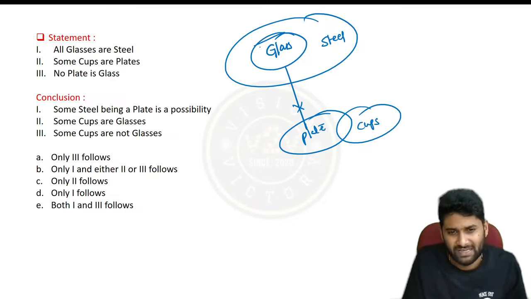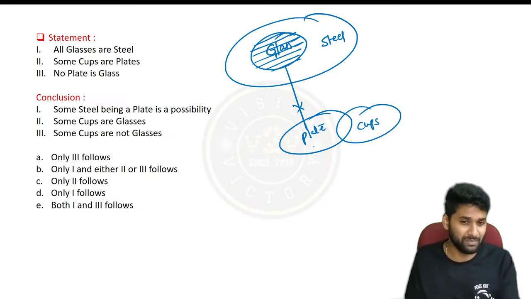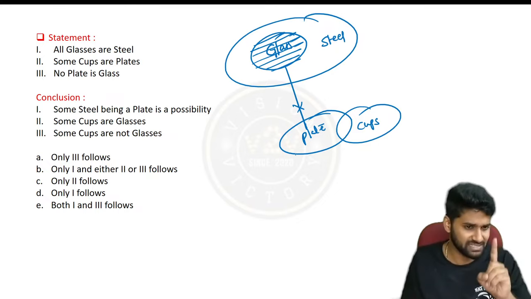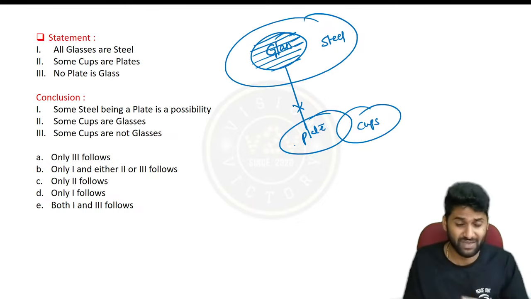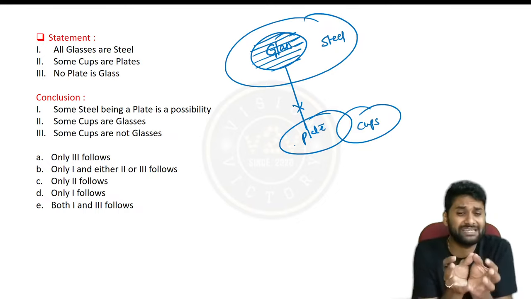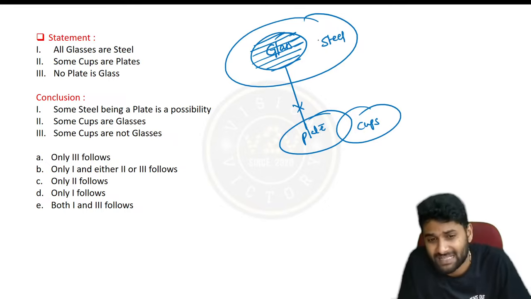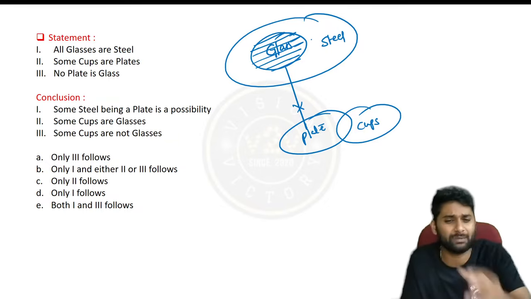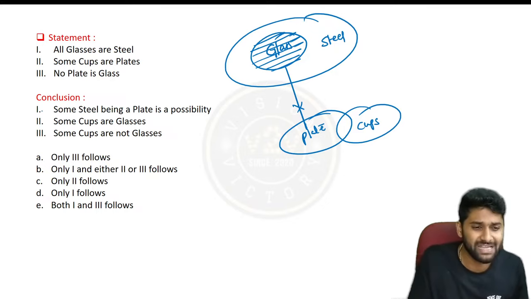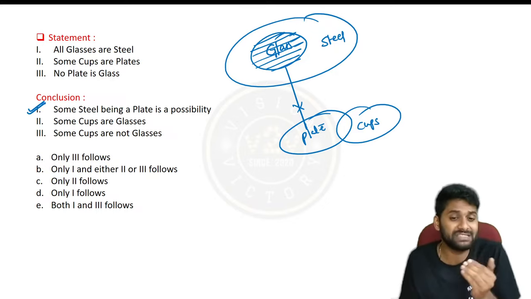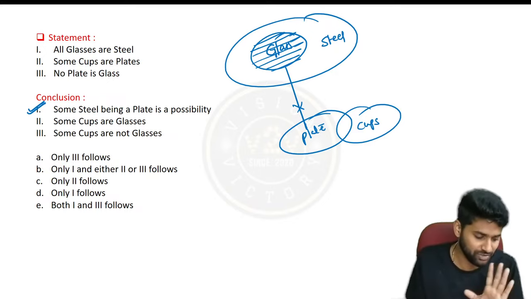Why? Because if you take entire steel, we cannot assume it with a plate, because you will get the glass. If glass is there, you cannot place it with a plate. That is a restriction strictly mentioned in the statement. That's why we cannot assume all steel into the plate, but we can assume some of the steel into the plate. Because if you take other than the glass, that is only steel, that portion you can assume with the plate. That's why some steel can be plate is a possibility. Guys, all steel can be a plate is not at all possible.